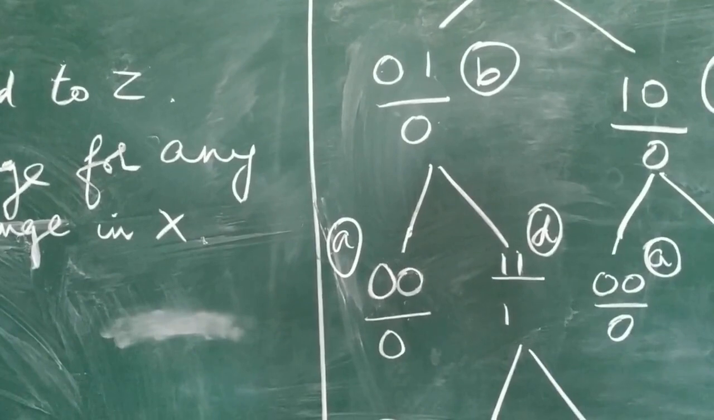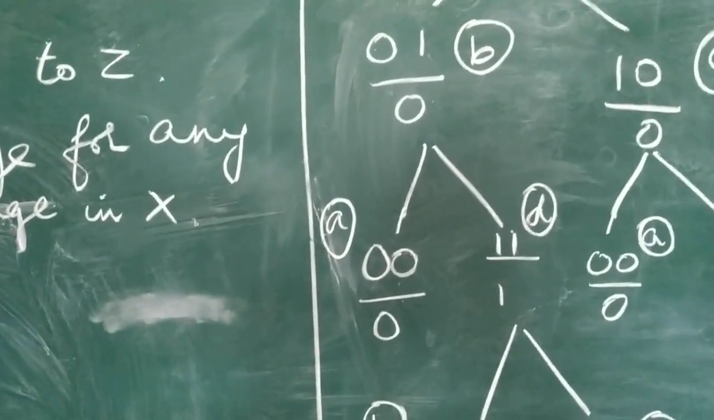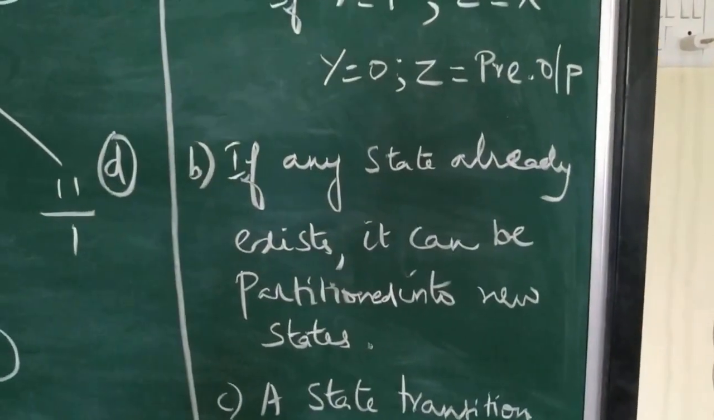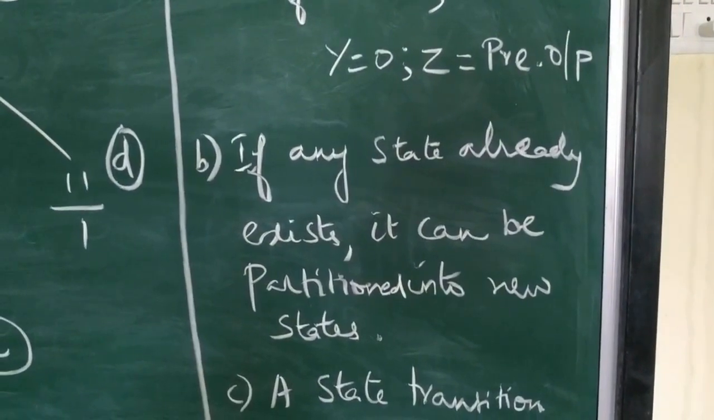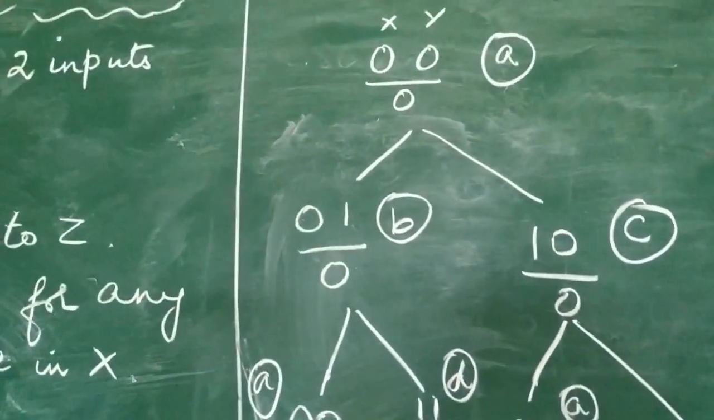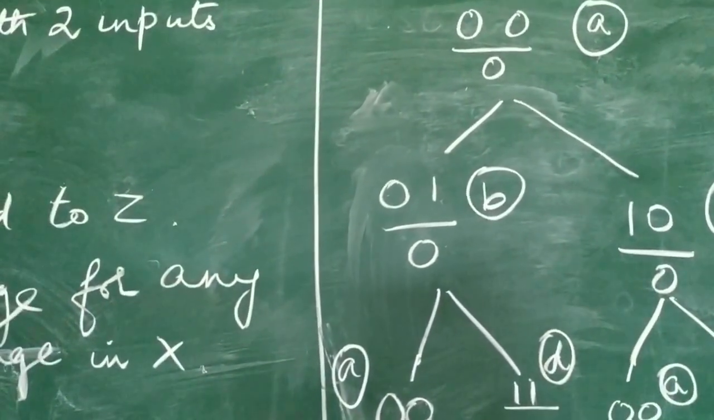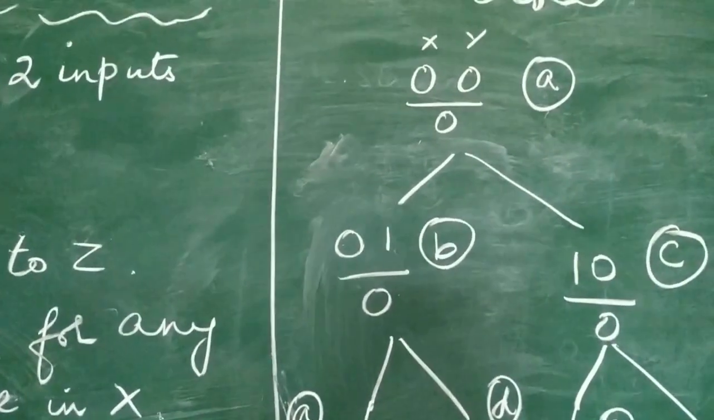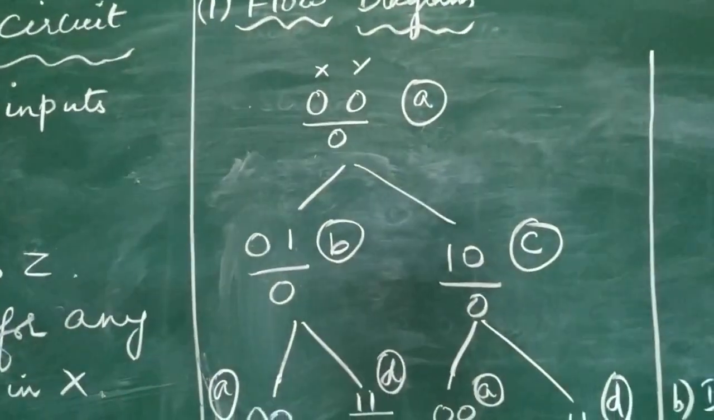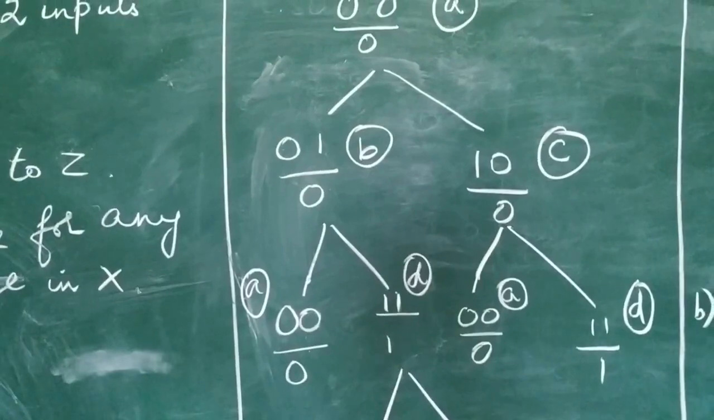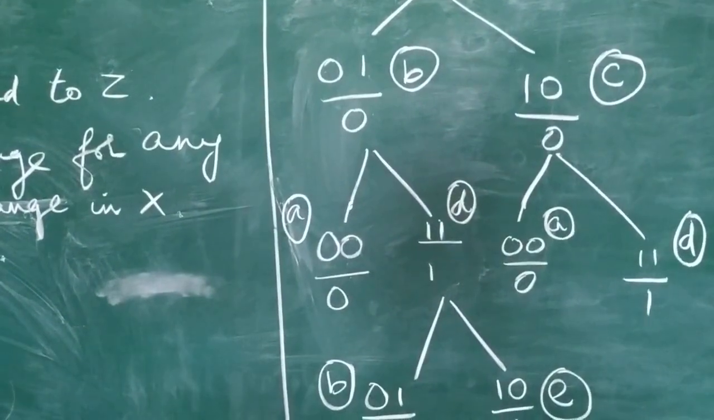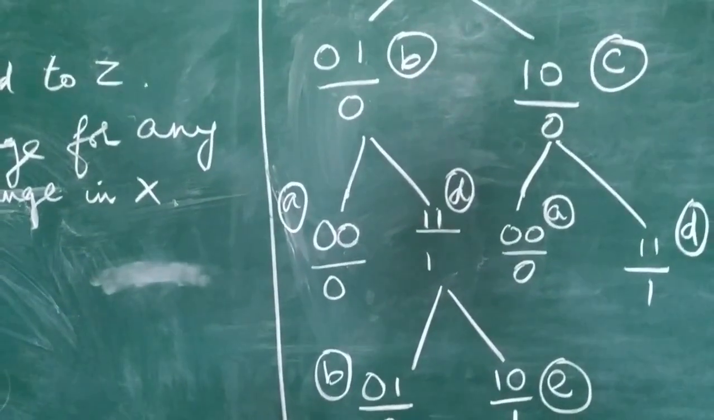You can make again transitions. Here one more thing you have to observe. What is that one? Look into this note. The point: if any state already exists, it cannot be partitioned into new states. So before you make this transition to new states, you have to look into the previous states if it already exists. What is the already existing state? To start with, it is only 0, 0. So 0, 1 is a new state. It doesn't exist already.